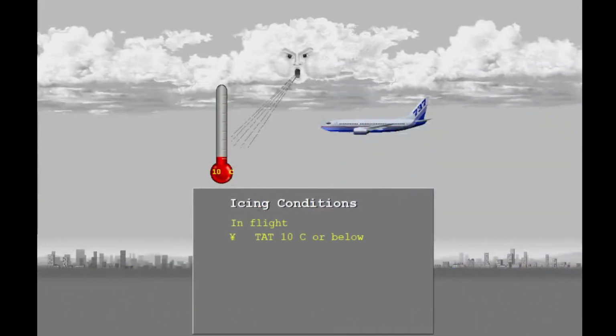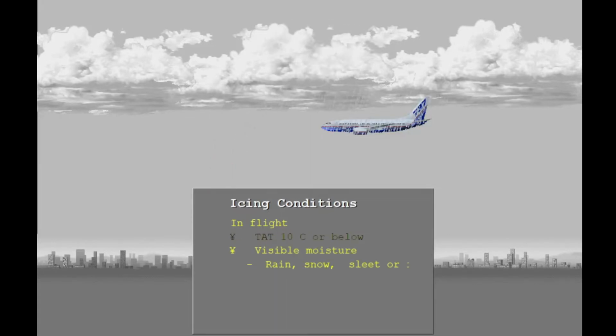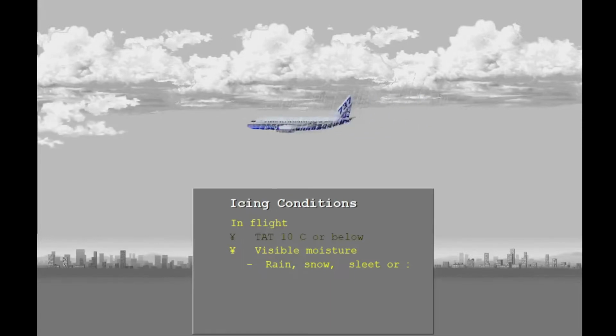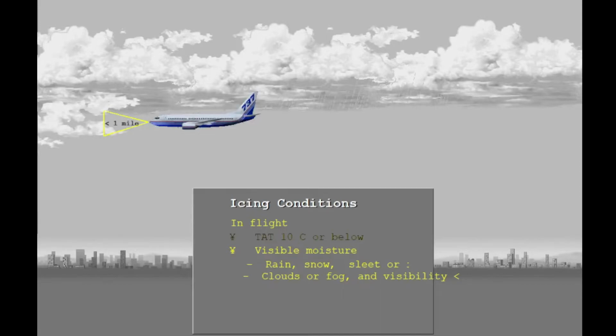Icing conditions exist in flight when the total air temperature is 10 degrees Celsius or below, and visible moisture is present. Visible moisture is rain, snow, sleet, ice crystals, or clouds and fog with less than 1 mile visibility.